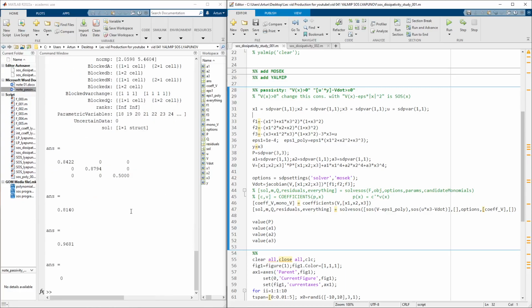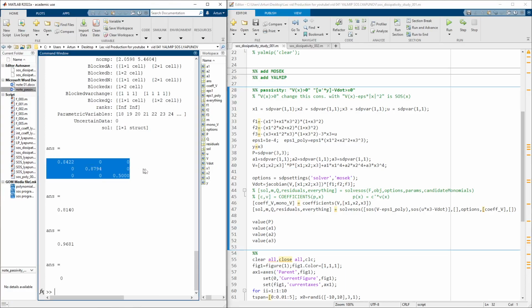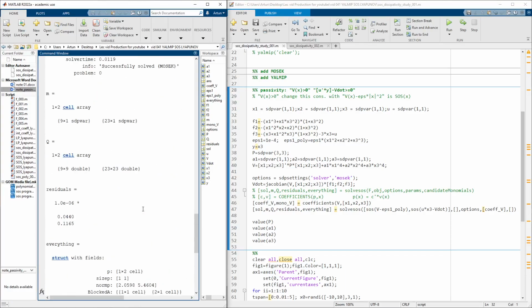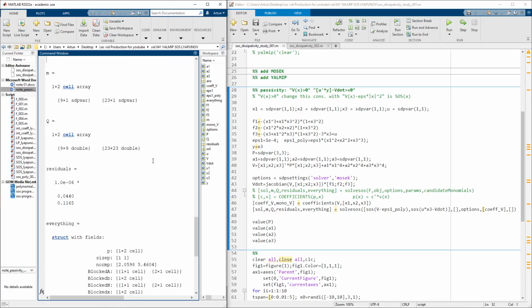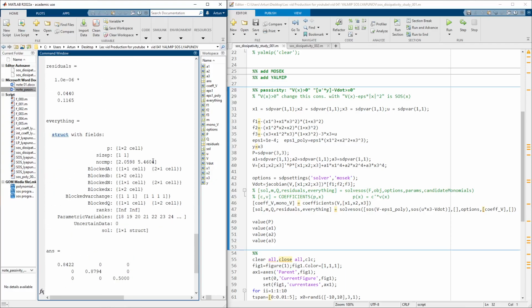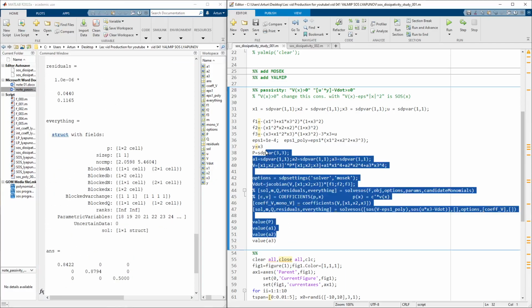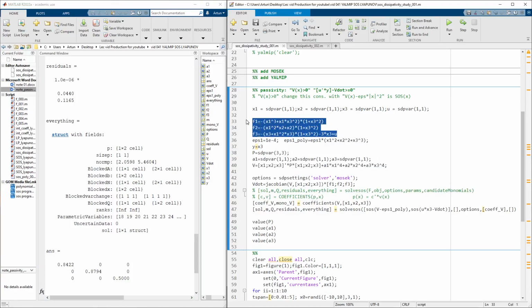First of all, we find this, and this is something that you need to see: successfully solved. MOSEK outputs that on the screen. And successfully solved means, in this context, this nonlinear dynamical system is passive.